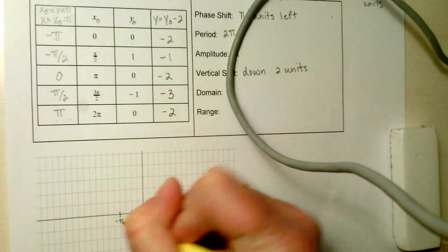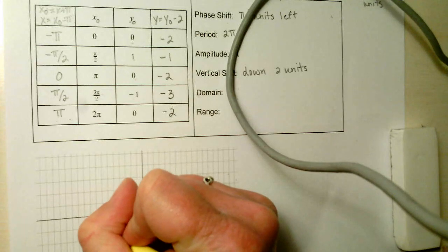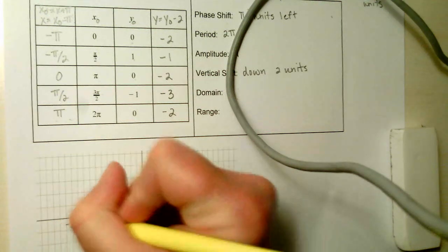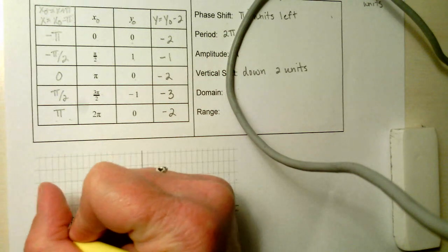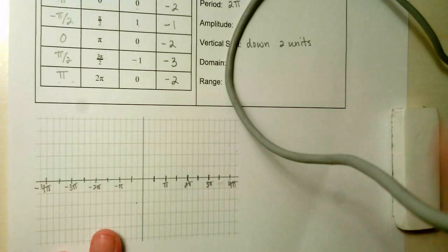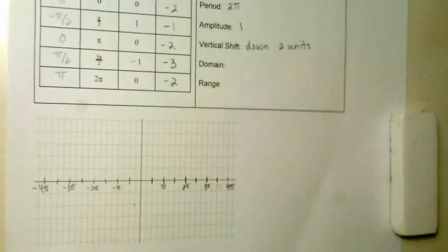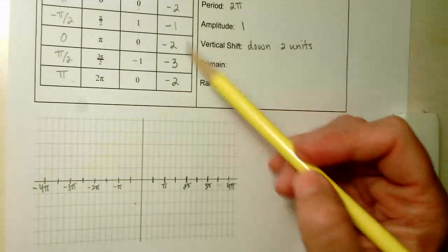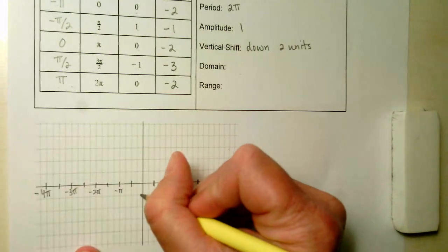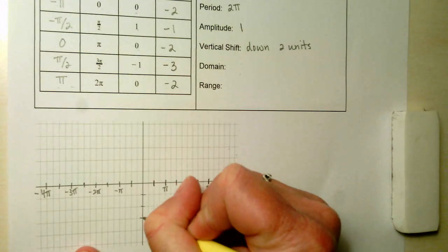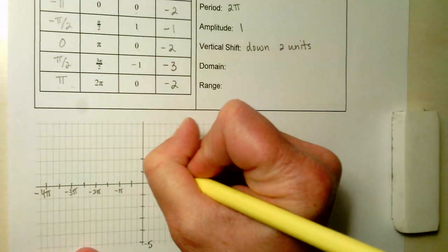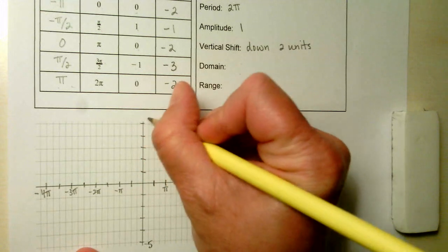So this is negative pi, negative 2 pi, negative 3 pi, negative 4 pi. Okay, and then I am going to notice that my lowest y value is negative 3, and my highest is negative 2, so I'm going to make sure I go 1, 2, 3, 4. I'm going to mark this as negative 5. And this is 5.